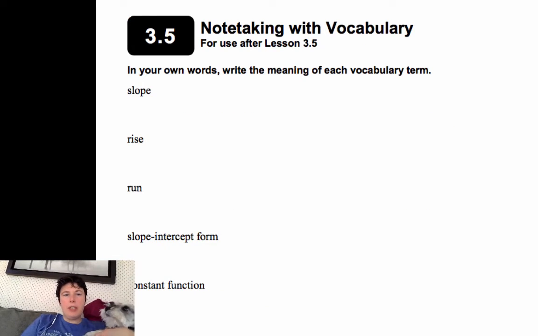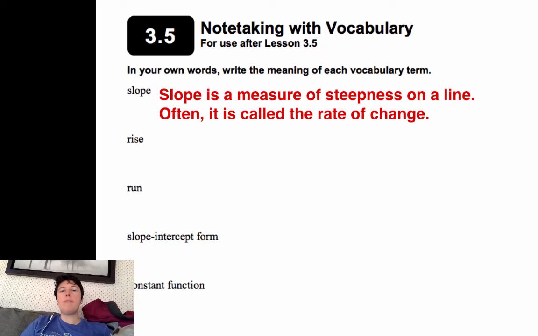Okay, so for this piece, we're going to get into some note taking. So flip the page, find the page that looks like this. This is our vocabulary page. These are some words that we should be very comfortable with at this point. So we should understand what that word slope means. Slope is a measurement of steepness on a line.